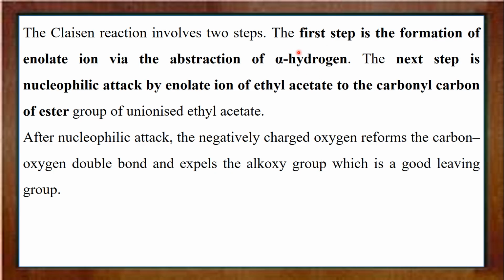The second step is that the resulting enolate ion attacks the carbonyl carbon of another ester molecule. So a nucleophile attacks at carbonyl carbon, causing a substitution at carbonyl carbon. The alkoxide group that is already present in the ester is replaced by the enolate ion. That results in the formation of a beta keto ester.